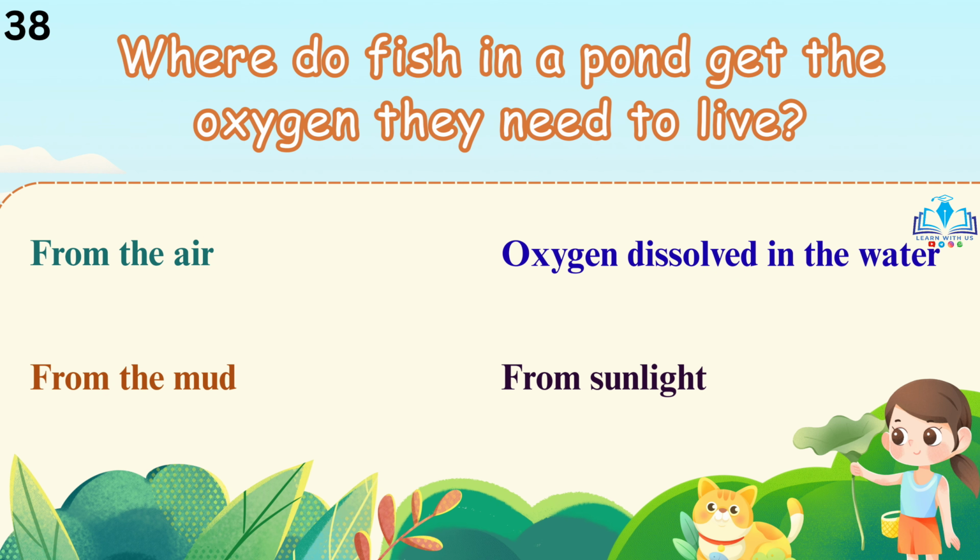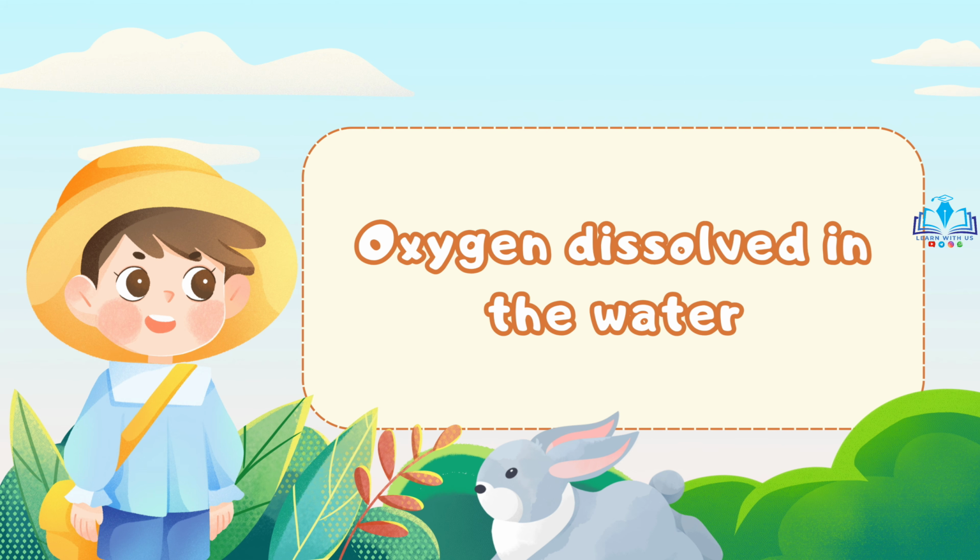Question 38. Where do fish in a pond get the oxygen they need to live? A. From the air, B. Oxygen dissolved in the water, C. From the mud, D. From sunlight. Answer B. Oxygen dissolved in the water.